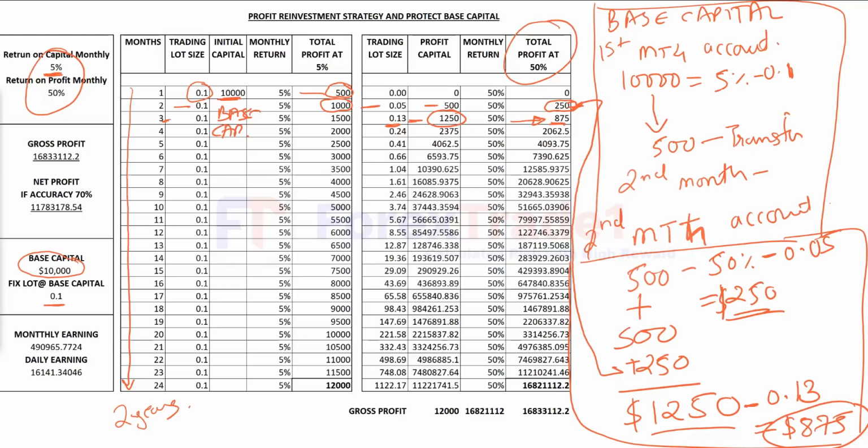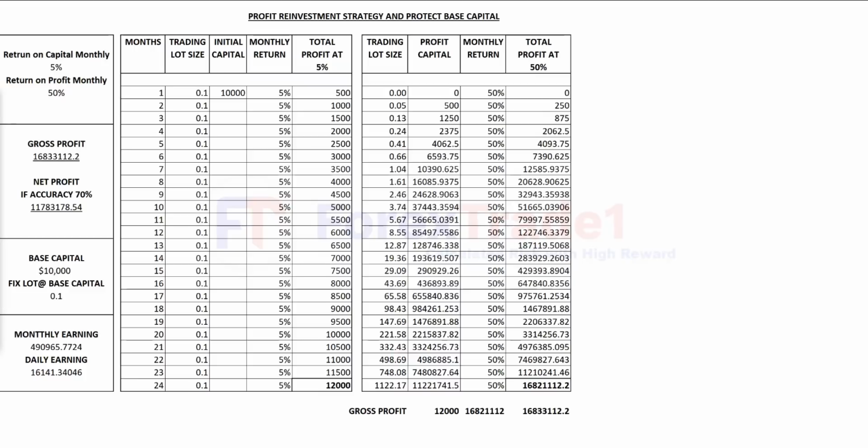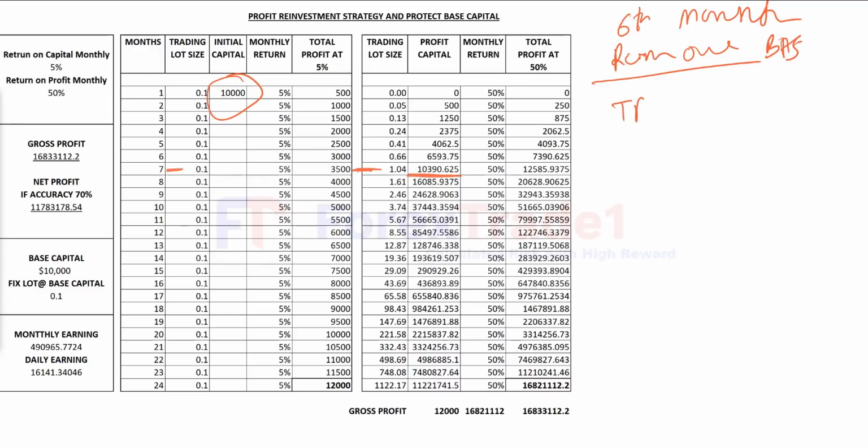Now, what will happen in this scenario? Around the 6th month, and at the end of the 7th month, your profit is already $10,000. You have started to trade with a $10,000 profit. So in the 6th month, you can even remove your base capital. Whatever you invested, you can remove that base capital and trade from your profit.